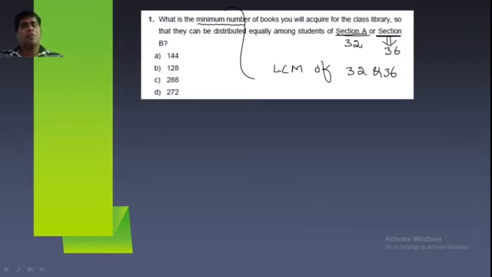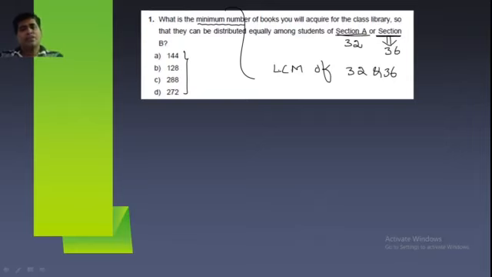What is the minimum number of books you will acquire for the class library so that they can be distributed equally among section A and section B? Here he has given the options. We have to select one of the numbers that should be divisible by 32 as well as 36. Indirectly, we have to find the LCM of these.